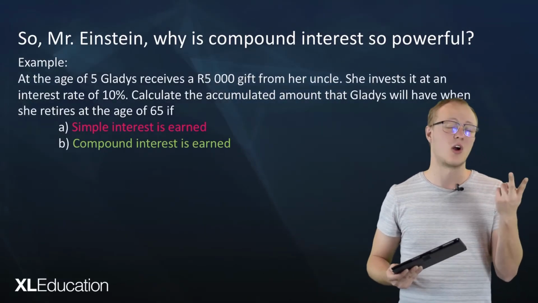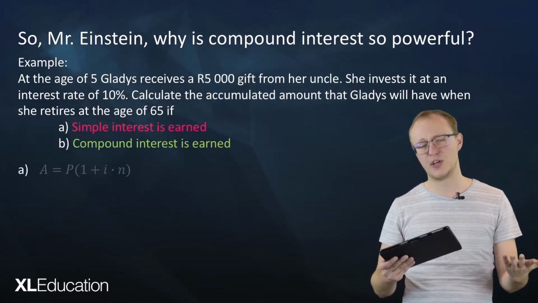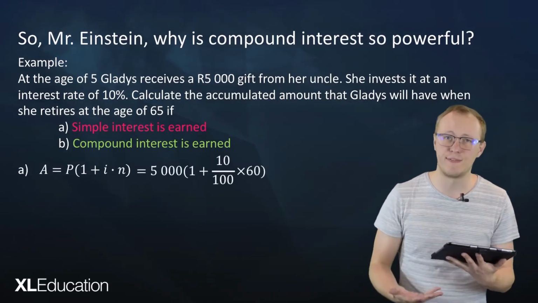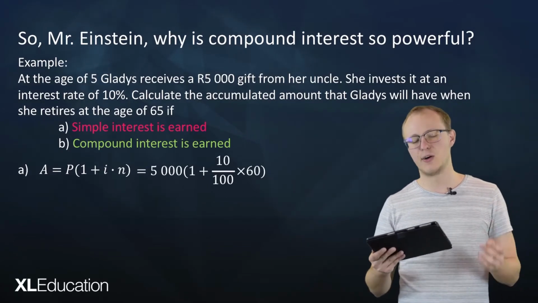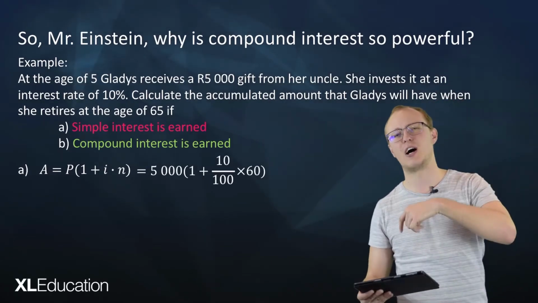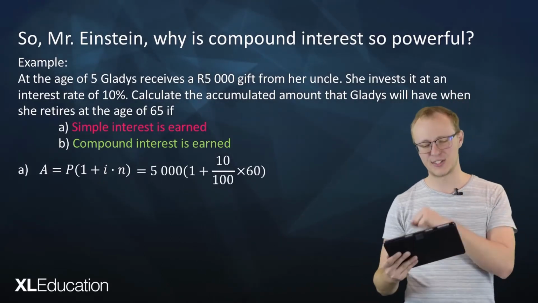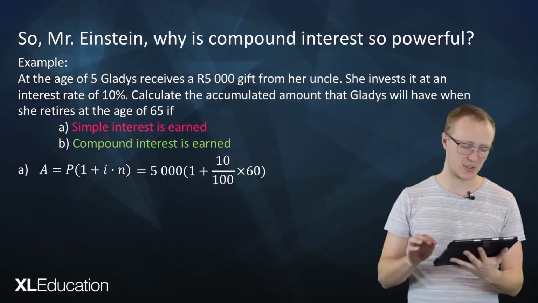So now we can compare compound interest to simple interest. So let's see. If we have simple interest, we have A equals P times (1 plus i times n). P is the 5,000, that's the principal amount. Our interest rate is 10%, and from age 5 to 65 is a whole 60 years that she left this investment in an account. So that's going to be n. n is 60, the time period.